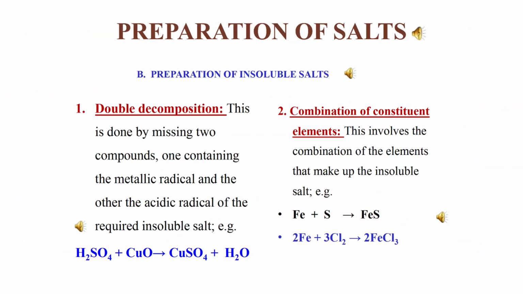Now let's talk about the preparation of insoluble salts. One way is through double decomposition. This is done by mixing two compounds, one containing the metallic radical and the other the acidic radical of the required insoluble salt. For example, H2SO4 plus CuO yields CuSO4 plus H2O. Another method is the combination of constituent elements. This involves the combination of the elements that make up the insoluble salt. For example, Fe plus S yields FeS, and 2Fe plus 3Cl2 yields 2FeCl3.